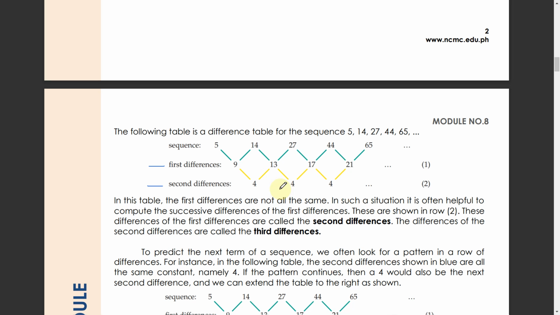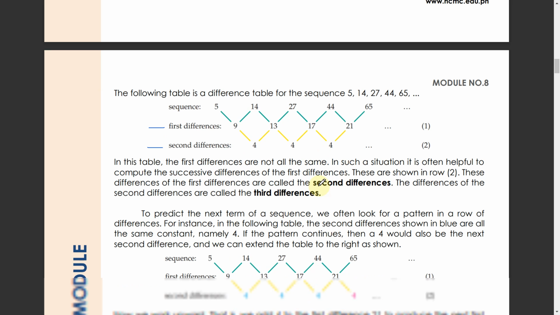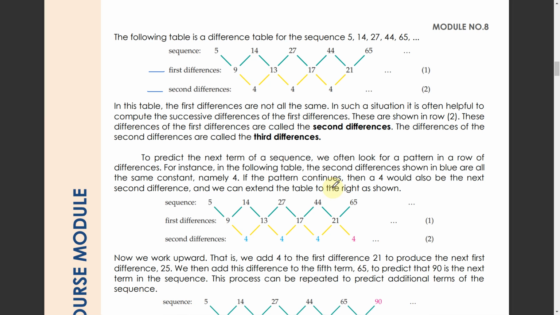So, these differences of the first differences are called the second differences, no? This second subtraction of two numbers above is what we call the second differences. And the differences of the second differences are called, no? If you subtract again, the difference from your second differences is what we call the third differences. Of course, what comes after second? Third, right?